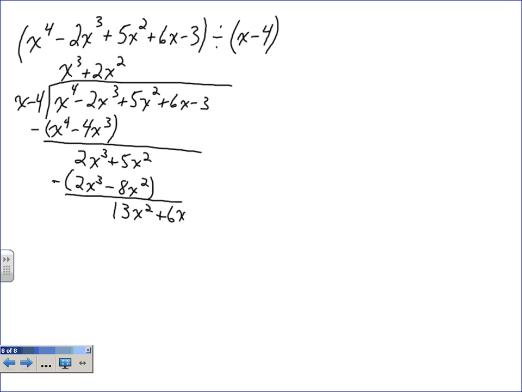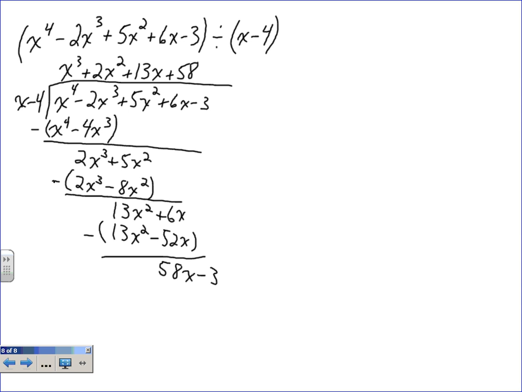What do I have to multiply x by to get 13x squared? 13x. 13x times x is 13x squared. And 13x times negative 4 is negative 52x. Put parentheses and subtract. The 13x squareds cancel. 6x minus a negative 52x gives me a positive 58x. And bring down that last term of negative 3. And what do I have to multiply the x by to get 58x? 58.